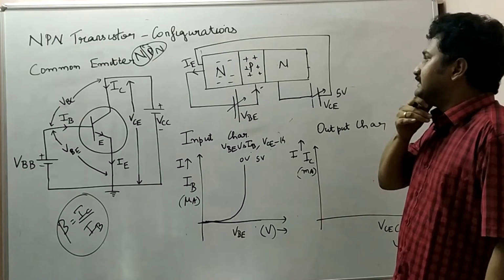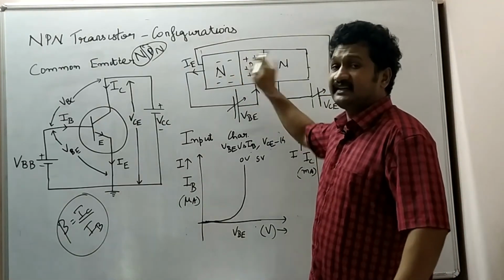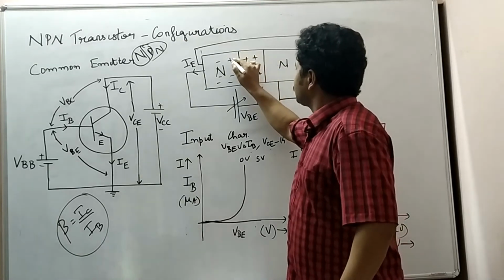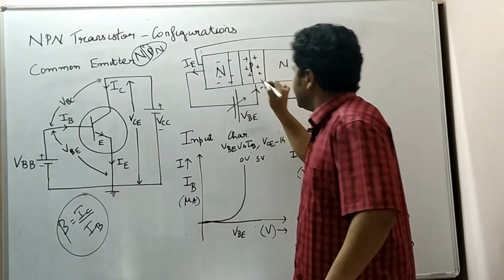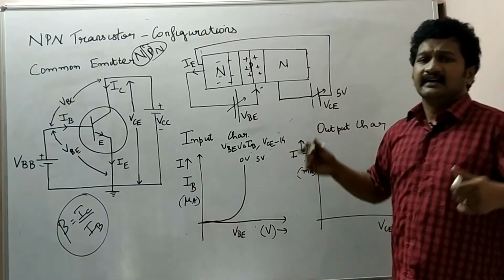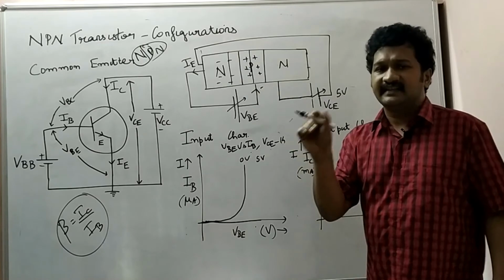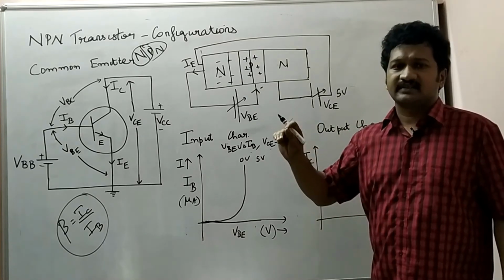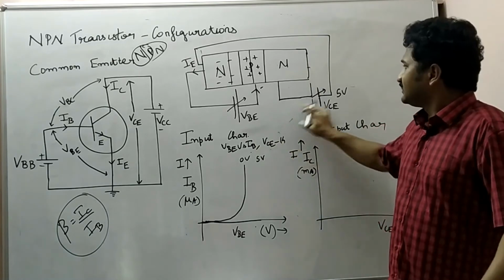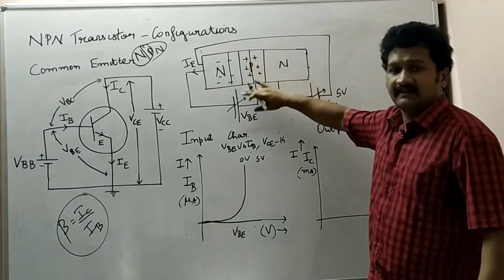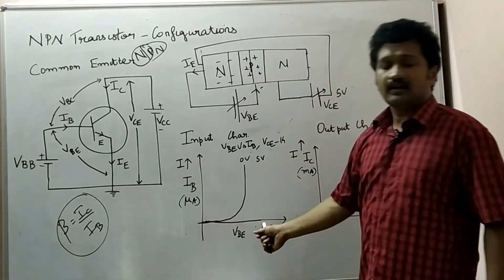The depletion region between these two increases. Since this is reverse bias, the depletion region will increase. You know that the depletion region will decrease when the supply is forward bias and will increase when it is reverse bias. Since it is reverse bias, the depletion region is increased. So we again start the operation.